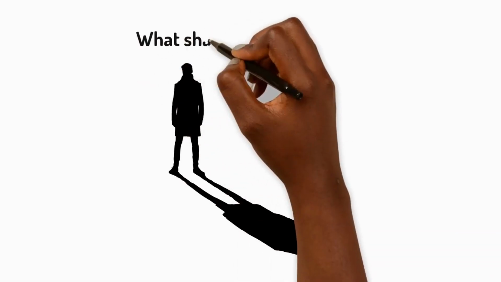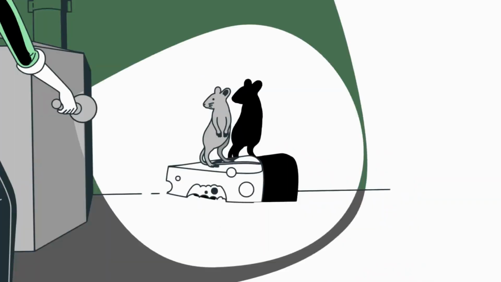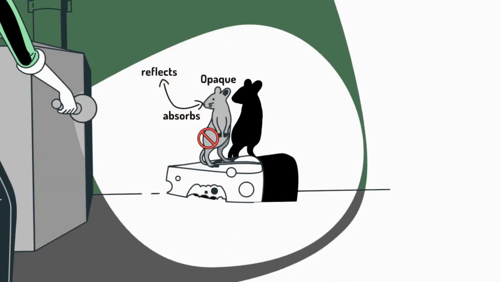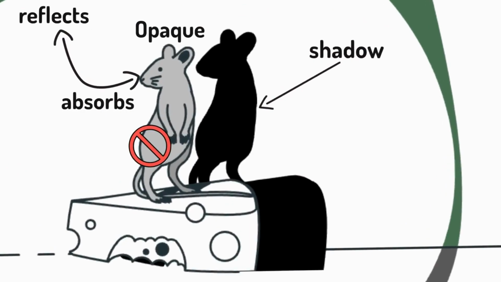What shapes our shadows? Opaque objects block light from passing through them. The object absorbs and reflects some light, but it stops light reaching behind it. This creates a shadow in the area behind the object that light can't reach.